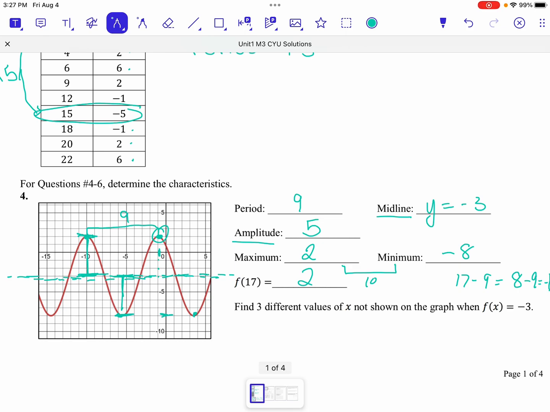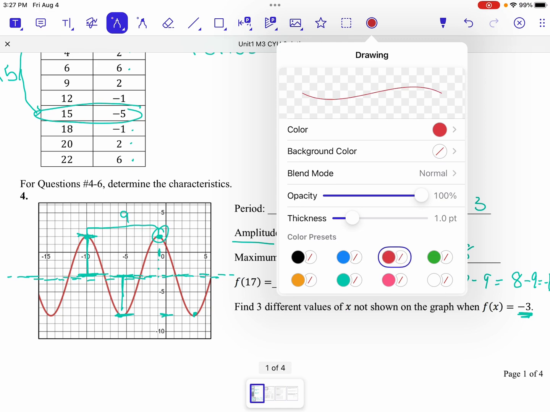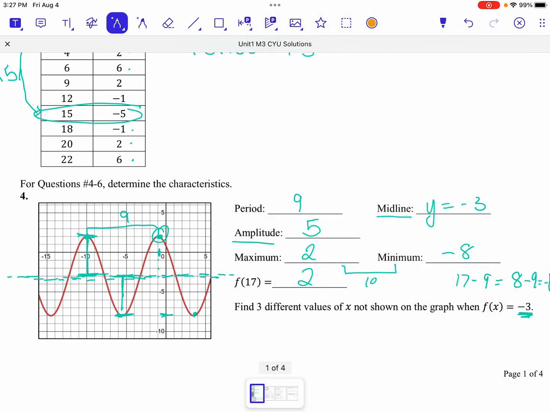Similarly, here we're asked, okay, we want different x values when our output is -3. Now in this particular case, you might notice, oops, I don't want to use red because the graph is red, so let's use orange. If I go to -3 here, that's sort of our midline. And so I want to figure out, where does my graph hit the midline? And in this particular case, it's not an exact value.